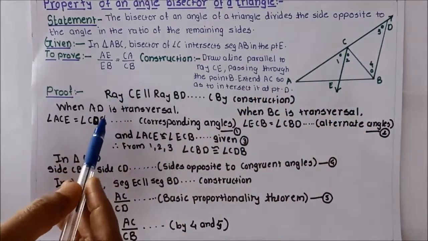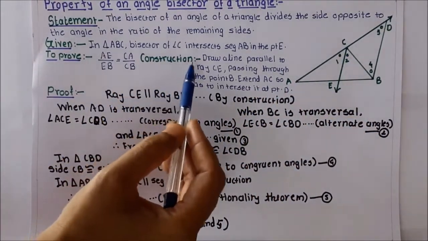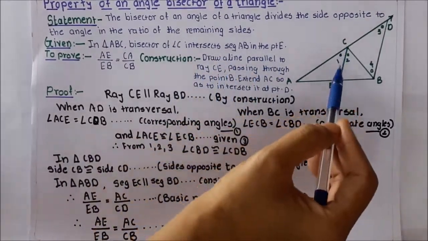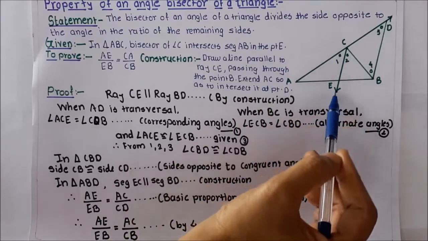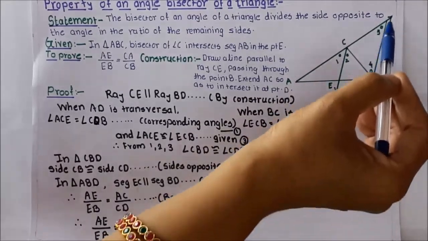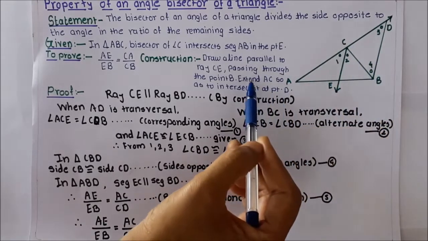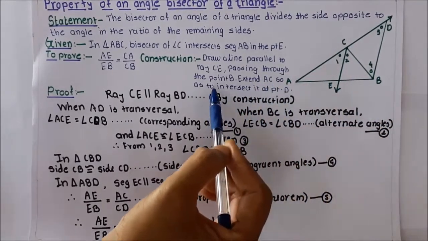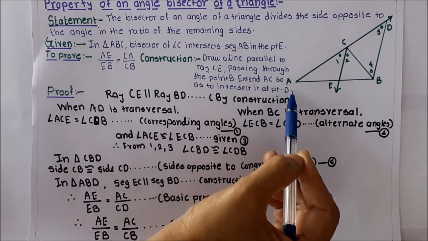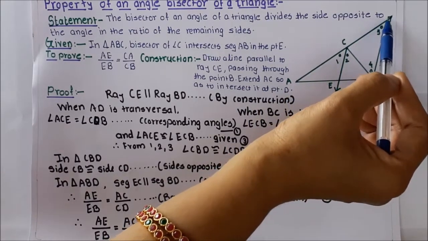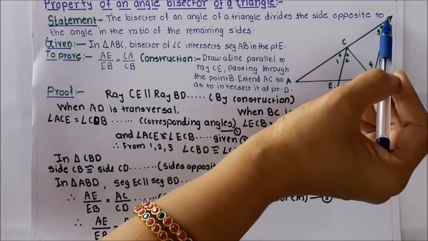Now for this proof we have to do one construction. Draw a line parallel to ray CE. This is ray CE. To it we have to draw a line parallel to ray CE passing through the point B, and extend AC so that it intersects this line at a point D. This AC we have to extend up to this point, so that it meets at point D.